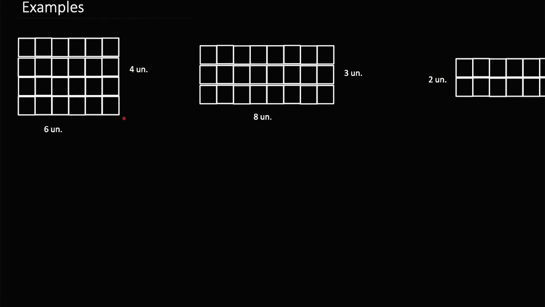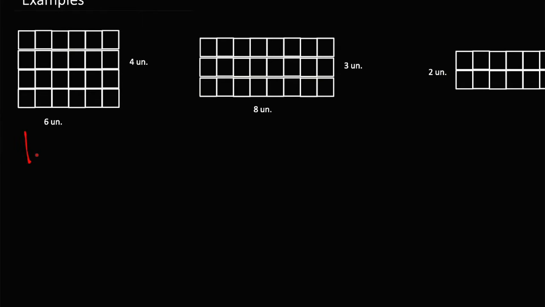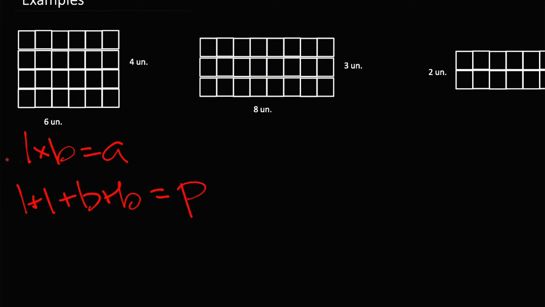So we have a few examples here. We have 4 by 6, 3 by 8, and 2 by 12. So let's multiply these out to see what we got. We know the area is just length times base, so let me write that out. These are going to be the formulas. L times B is going to be area, and L plus L plus B plus B is going to be P, which is perimeter. L stands for length, B stands for base, A stands for area, and P stands for perimeter.